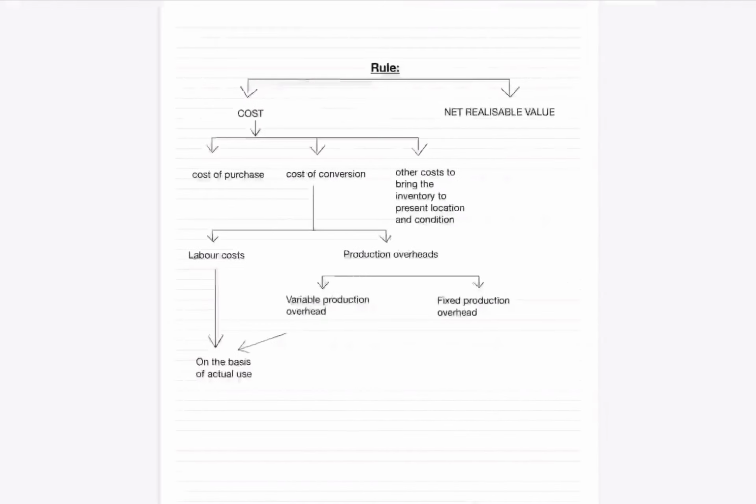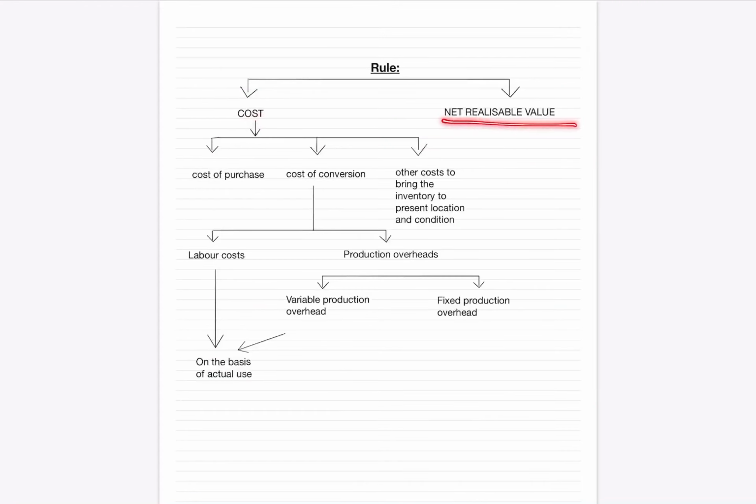Next, the rule has two parts. One is cost and another one is net realizable value. First, we will look at the cost. Cost includes three parts. First one is cost of purchase. Next one is conversion cost. Third one is other costs to bring the inventory to its present location and condition.